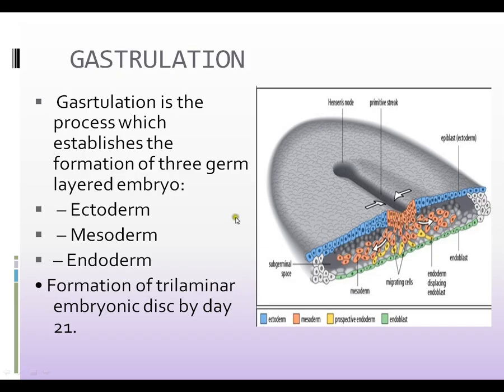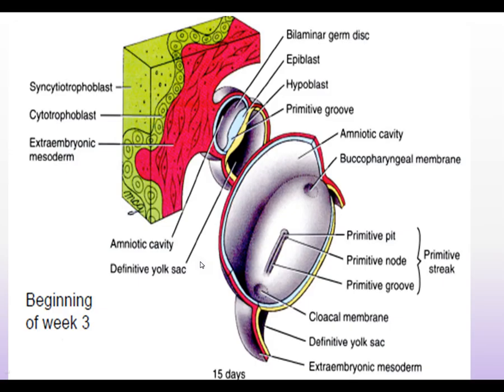Before going to the definition, the gastrula is simply the appearance of a third layer in the developing disc, and that layer is called the mesodermal layer. The double layer disc embryo is now termed a gastrula.